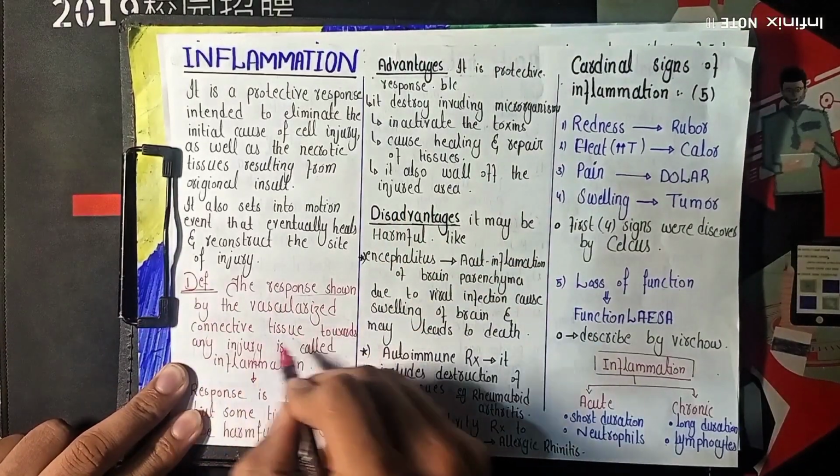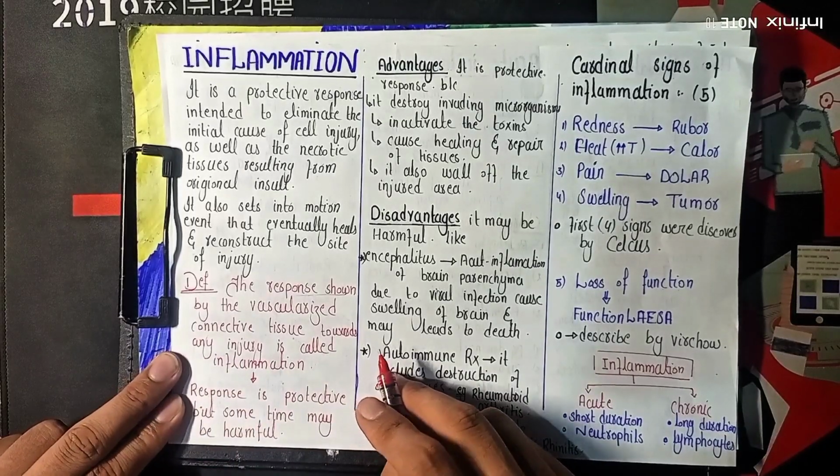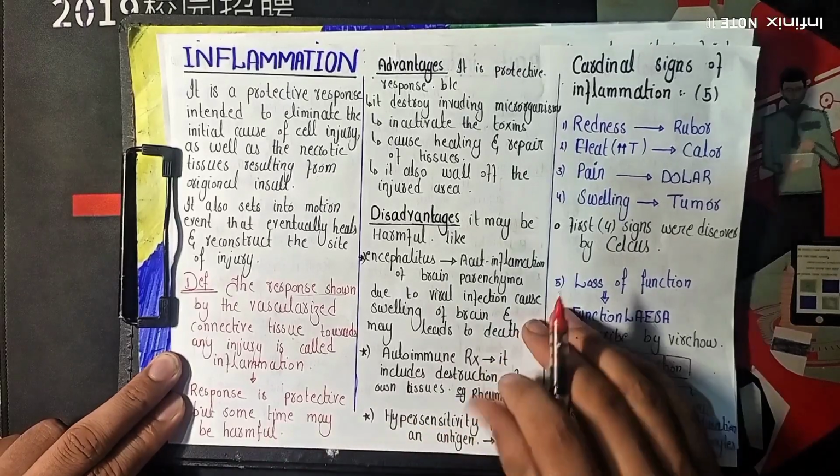और इसको हम डिफाइन करते हैं इज द रिस्पॉन्स shown by the vascularized connective tissue toward any injury is known as inflammation, and the response may be protective or it may be harmful in certain conditions.